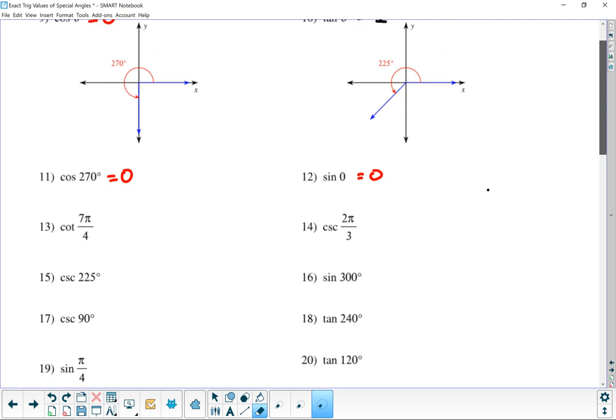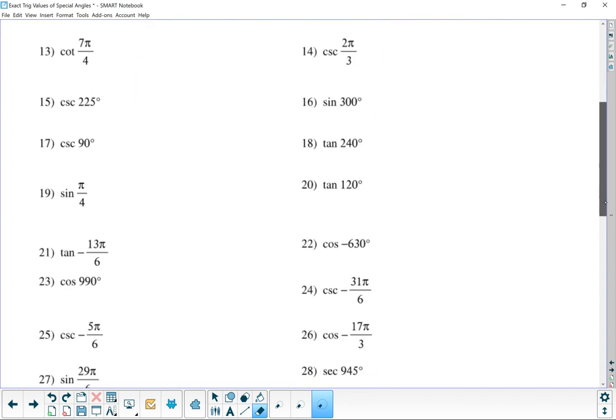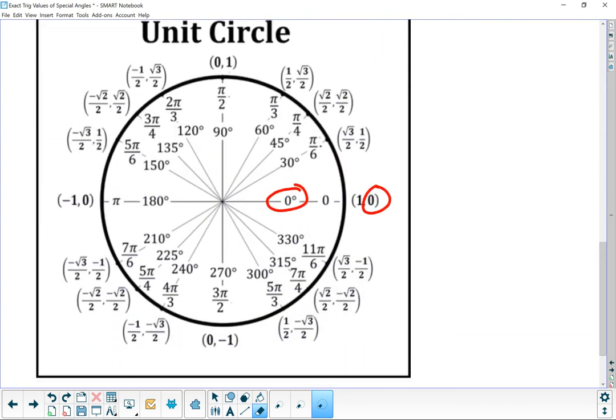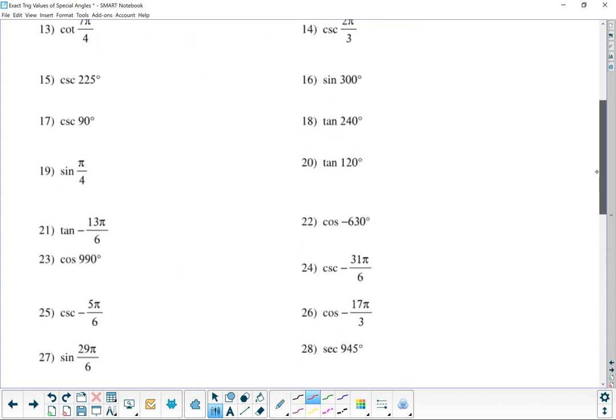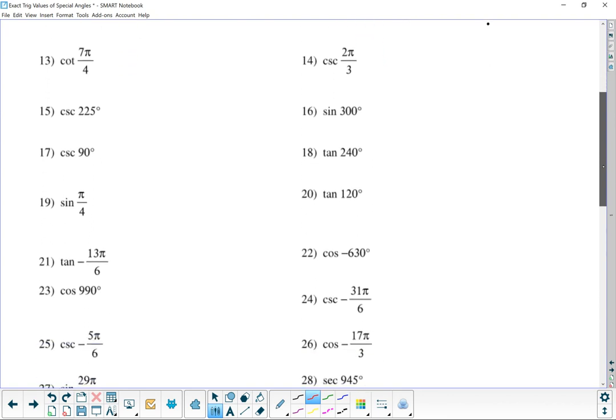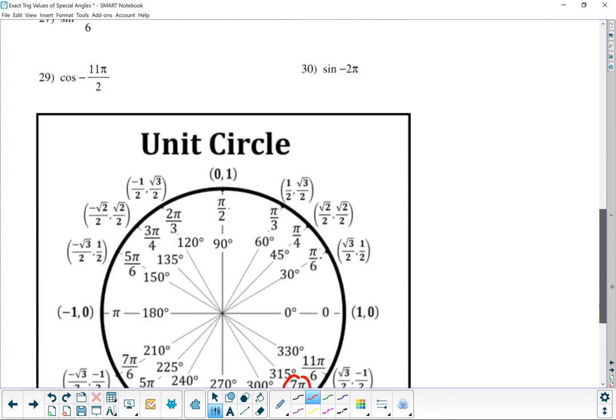Okay, now it's a little bit more exciting. Cotangent of 7 pi over 4. So you're going to go to your unit circle, look for 7 pi divided by 4 if you can find it. Right, and it is right here. So 7 pi over 4, you're going to look at the coordinate, and we're looking at the cotangent. And that's for number 13. So cotangent, 7 pi divided by 4.